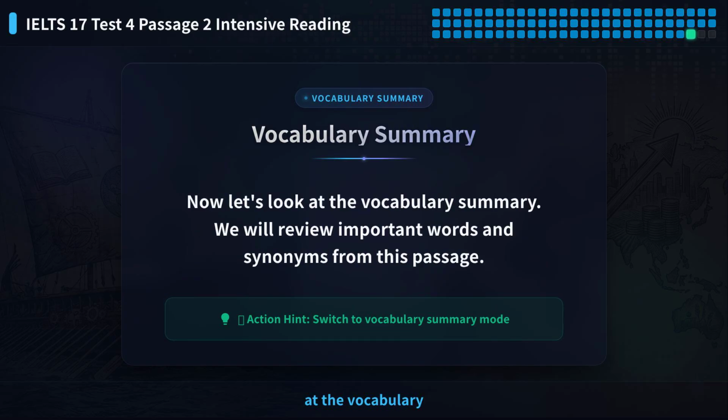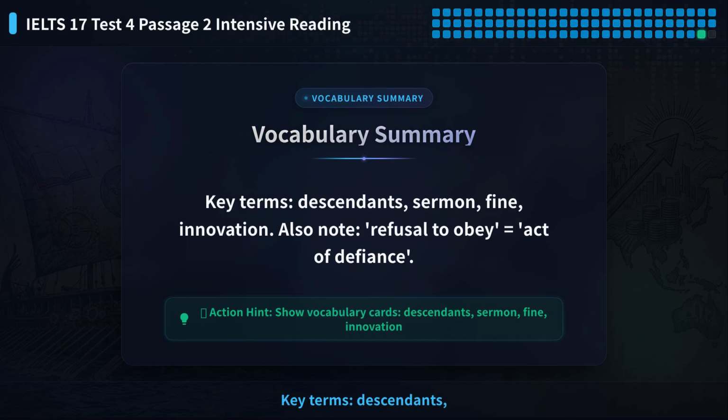Now let's look at the vocabulary summary. We will review important words and synonyms from this passage. Key terms, descendants, sermon, fine, innovation. Also note, refusal to obey equals act of defiance.